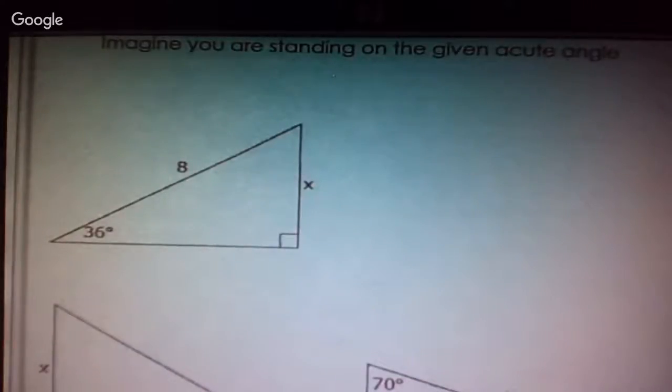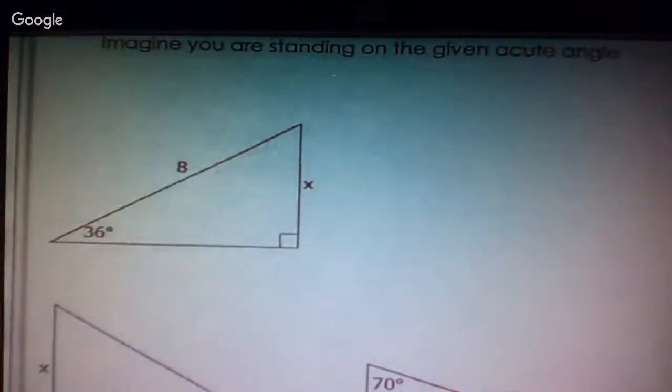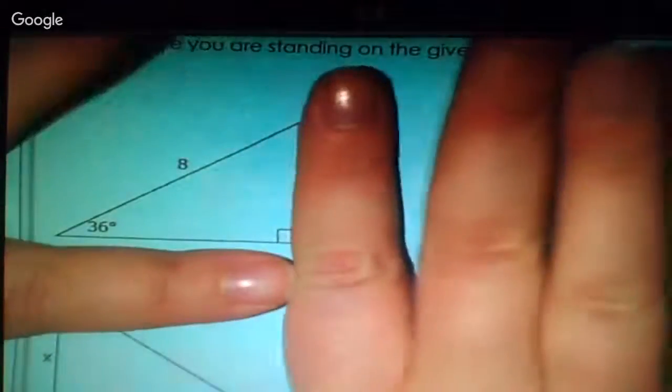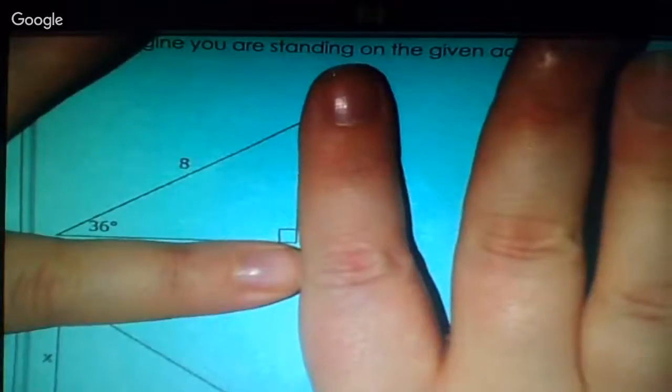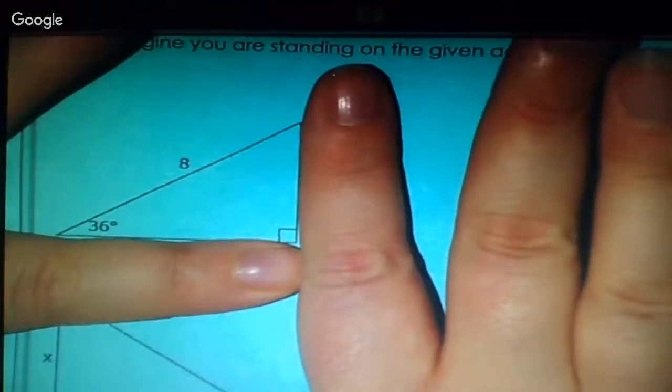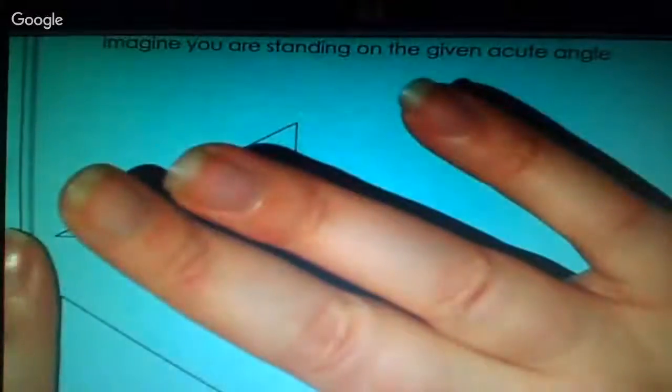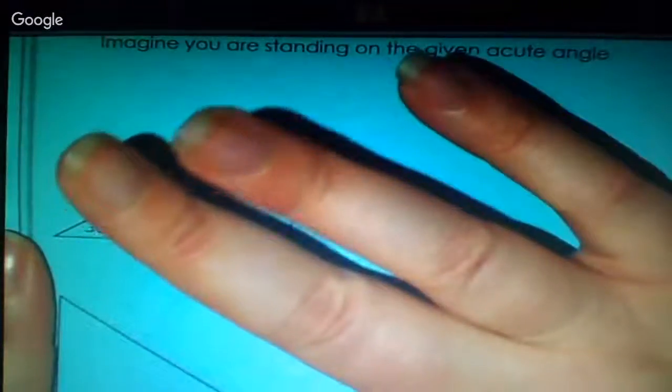Okay. So some people are still struggling with labeling sides, so here's another trick that may help you with your opposite and adjacent side. Always create your right angle. If you take your fingers and go like this at your right angle, the side that your fingers are not touching is your hypotenuse every time.